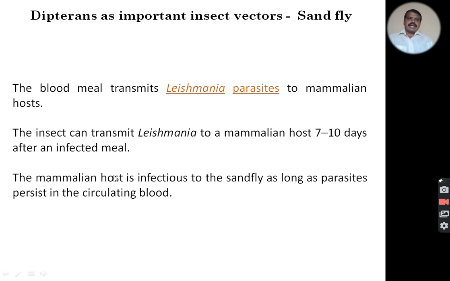The blood meal transmits Leishmania parasites to the mammalian host. The insect can transmit Leishmania to a mammalian host about 7 to 10 days after an infected meal. The mammalian host is infectious to the sandfly as long as the parasite persists in the circulating blood.